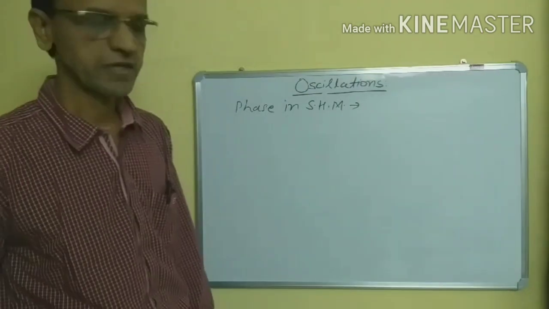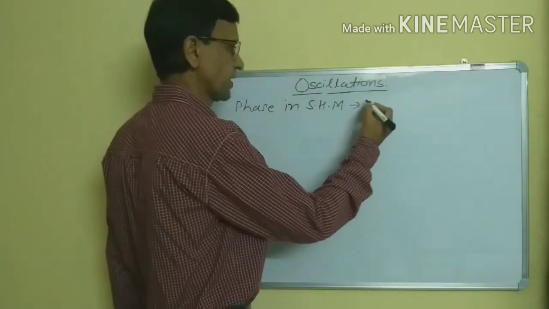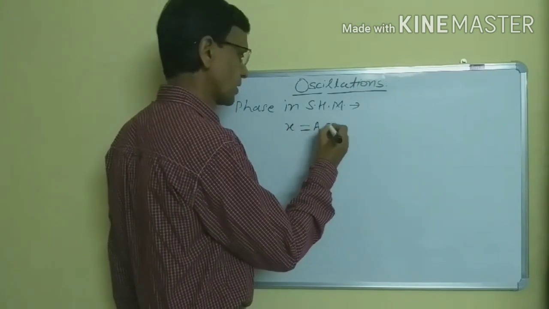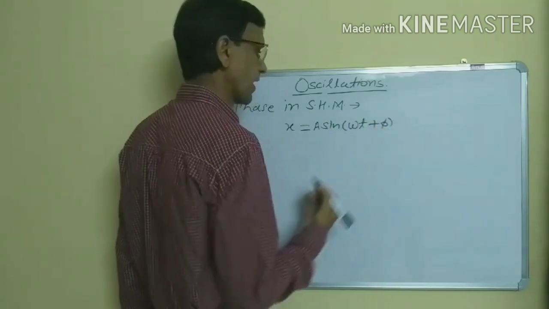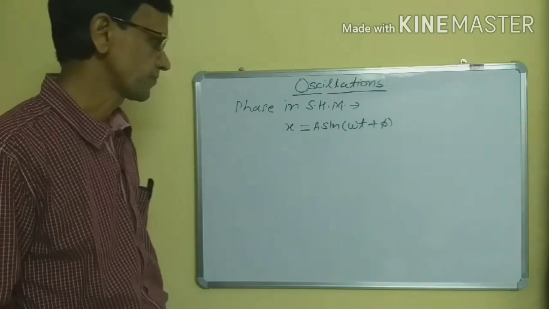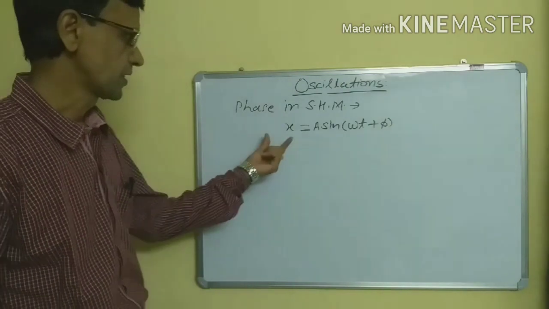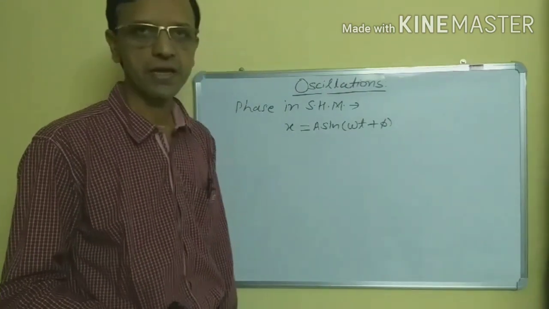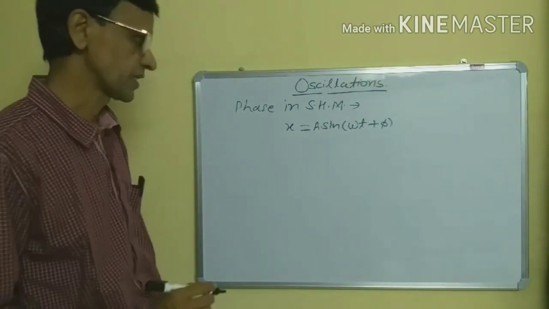As we have the expression for displacement of a particle performing simple harmonic motion given by x is equal to a sine omega t plus phi. This expression gives the displacement of a particle in linear simple harmonic motion, and in this expression we have the angle omega t plus phi, which determines the state of oscillation of the particle.